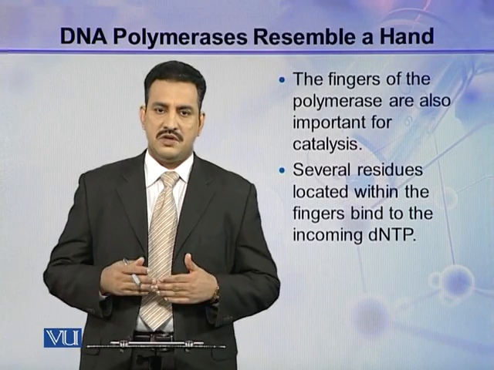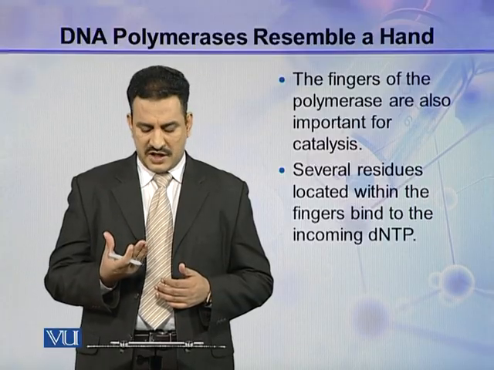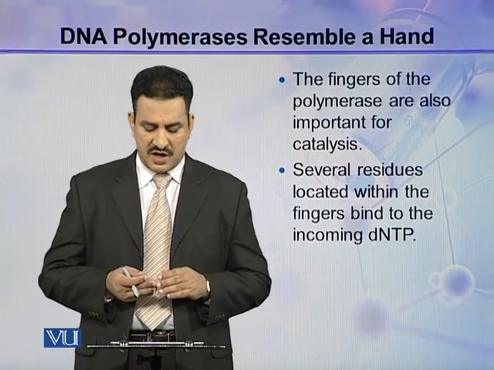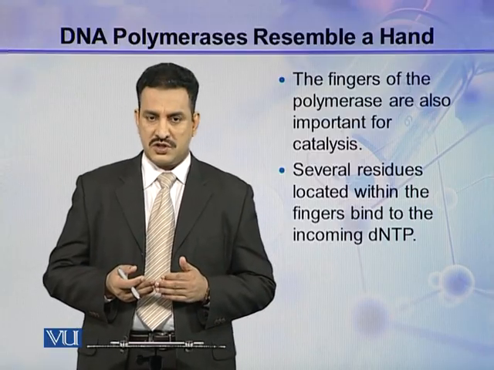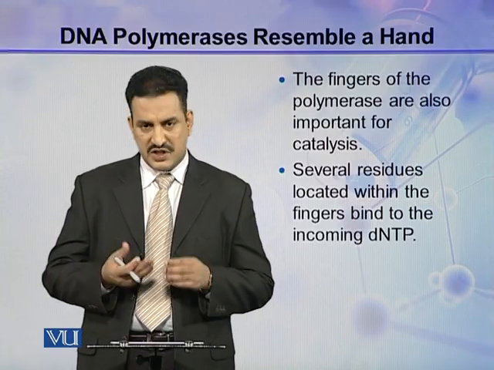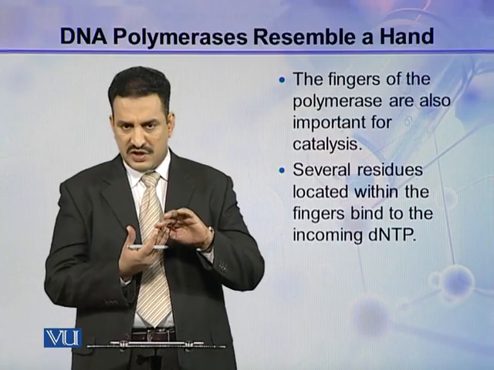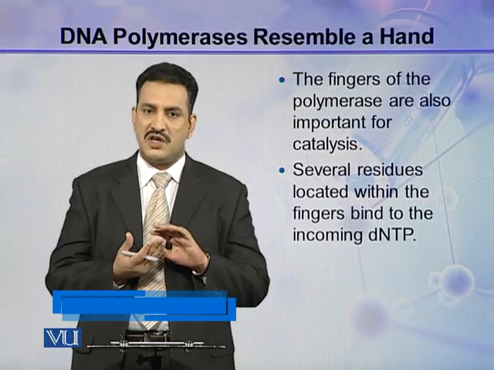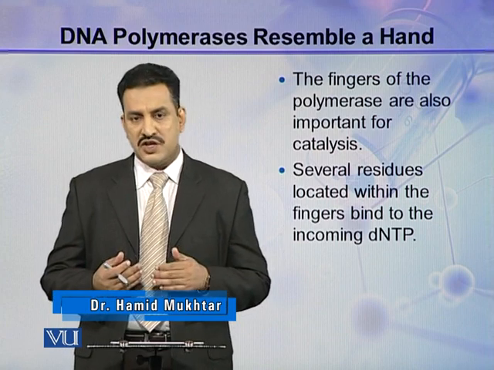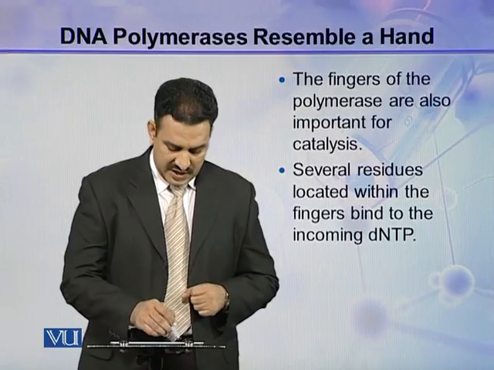Let us see the function of the second domain of DNA polymerase, which is the fingers domain. The fingers of the polymerase are also important for catalysis of the reaction. Several residues located within the fingers bind to the incoming dNTP. So in these fingers, several amino acid residues are present. These are important amino acid residues, and they bind to the incoming dNTP. So they have a role in the catalysis.